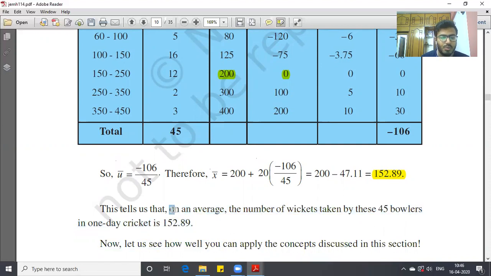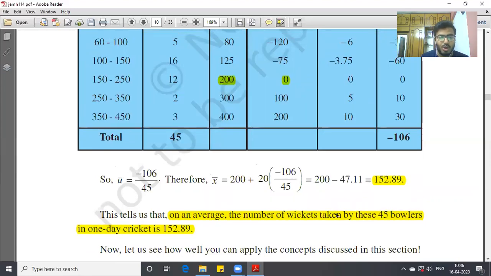So on average, the number of wickets taken by these 45 bowlers in one-day cricket is 152.89. That is what the average means: it tells us the average number of wickets these 45 bowlers got in one day, which is 152.89.